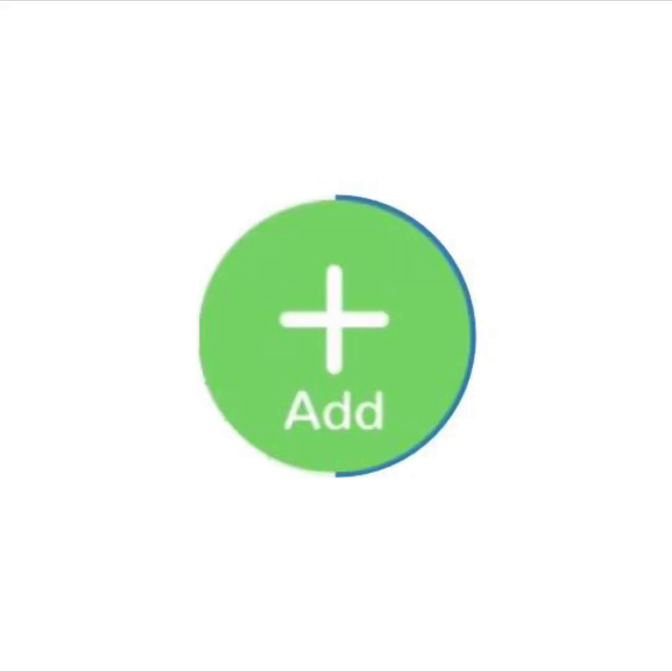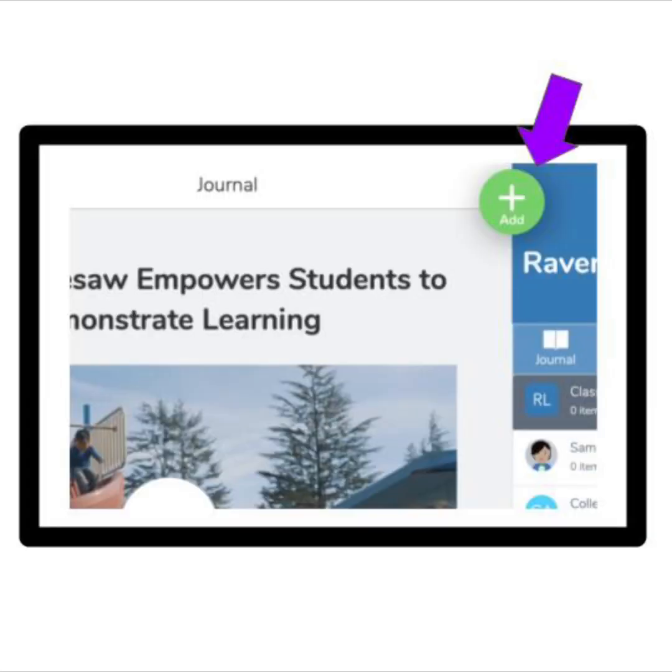We are going to learn two ways to add work from outside Seesaw into our journal using your tablet or laptop. Make sure you are logged into Seesaw and ready to go. Find the Add Response button to add something new to your journal. It looks like this. You can find the Add button here at the top of your screen. Click the Add button now.